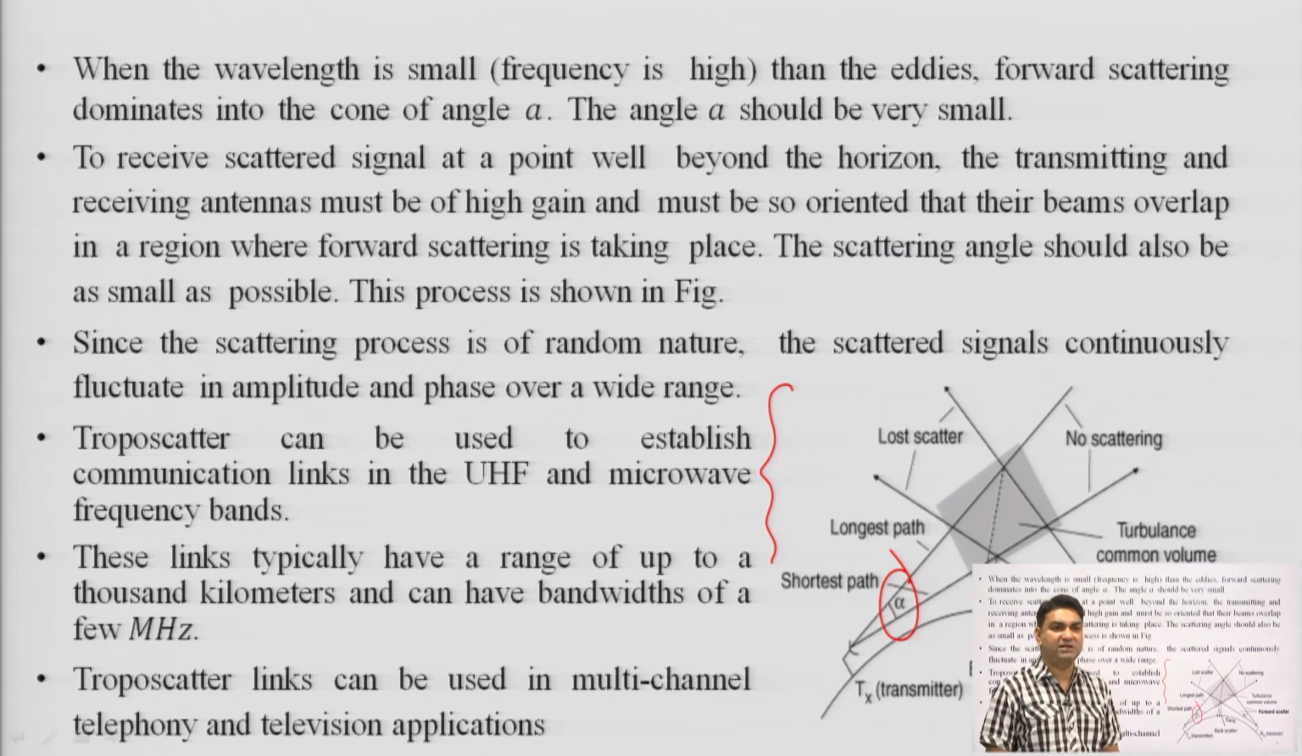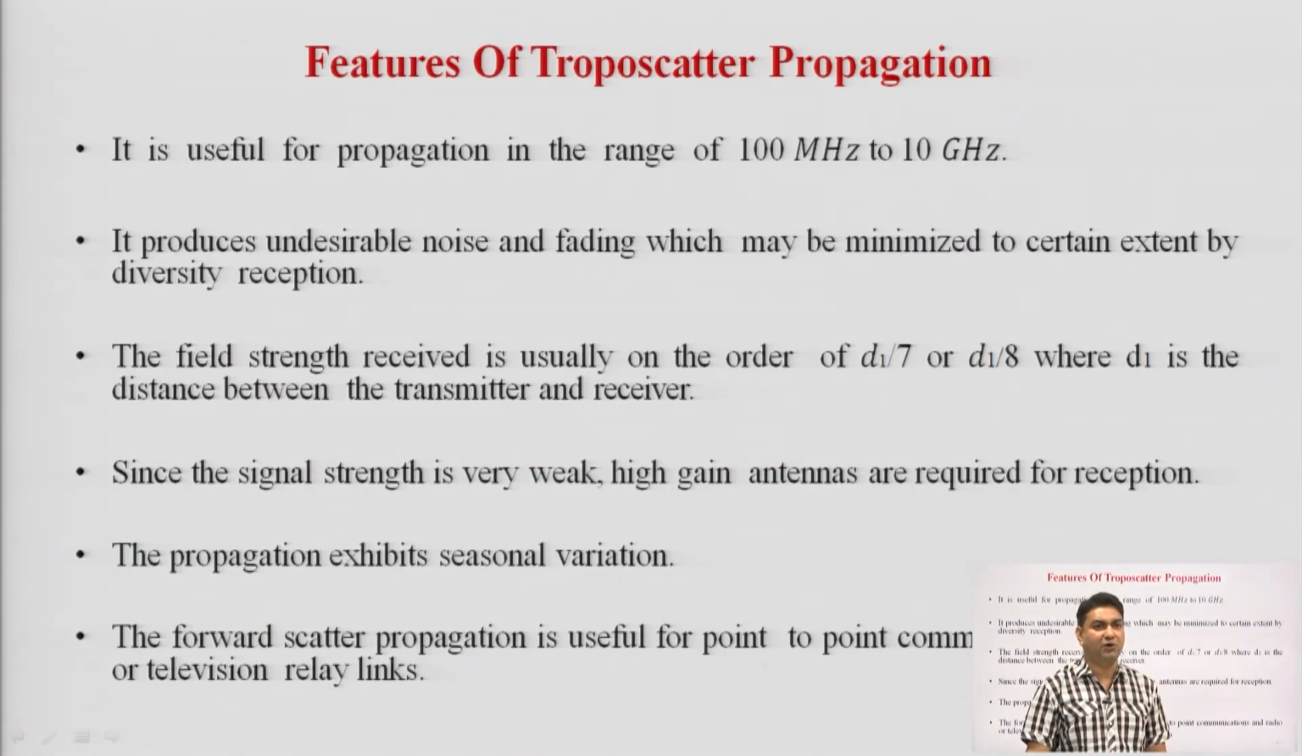Troposcatter can be used to establish communication links in the UHF and microwave frequency bands. These links typically have a range of up to 1000 kilometers and can have bandwidths of a few megahertz. So, it is a very important mode of propagation which is utilized in telephony and different communication applications at higher frequencies. It is very useful for propagation in the range of 100 megahertz to 10 gigahertz. Obviously, this is a very wide range of frequency in communication.